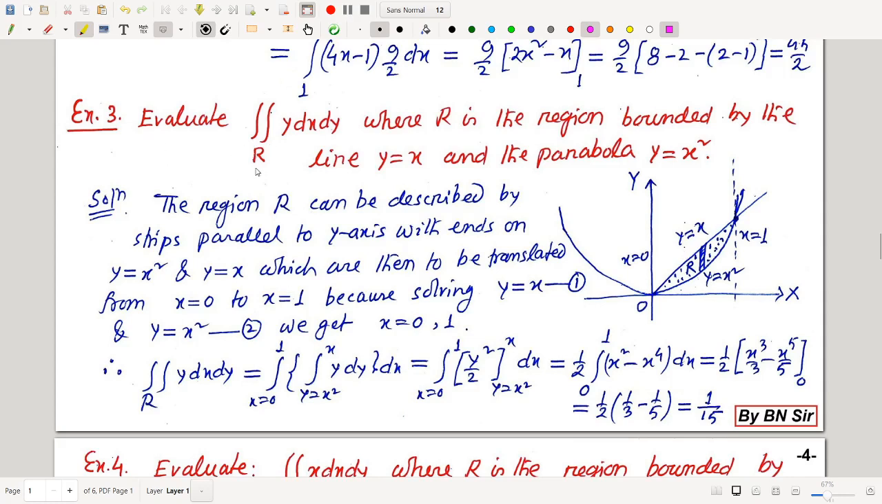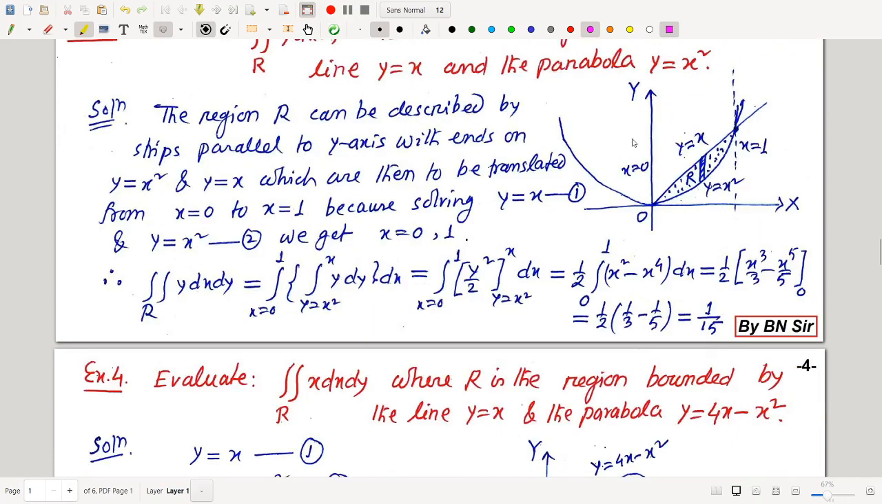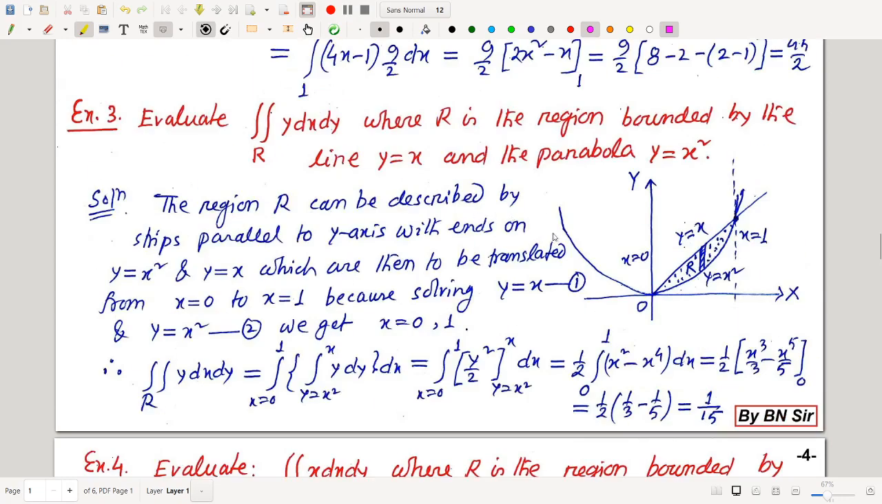Example number 3, evaluate the double integral of the function y over the region R, where R is the region bounded by the line y equal to x and the parabola y equal to x square. So let us give the shape figure. Y equal to x square is this parabola we know, and y equal to x is this line.